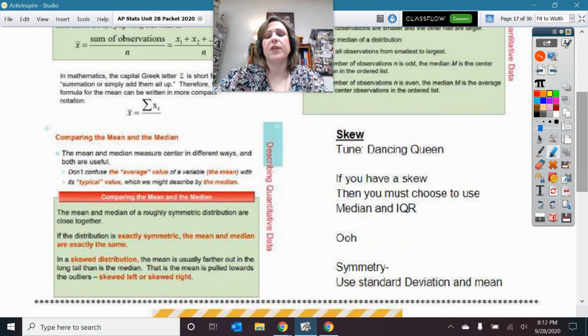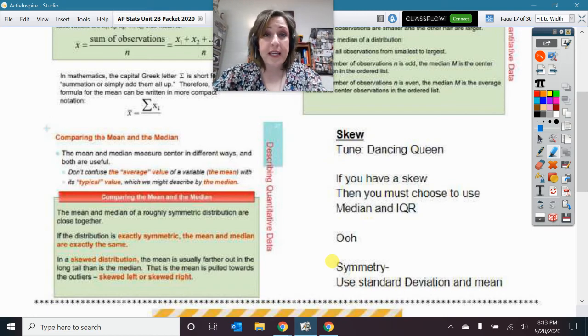There. Here we go. If you have skew, then you must choose to use median and IQR. Ooh, symmetry. Use standard deviation and mean. Okay? So, if you have skew, then you must choose to use median and IQR. Ooh, symmetry. Use standard deviation and mean.